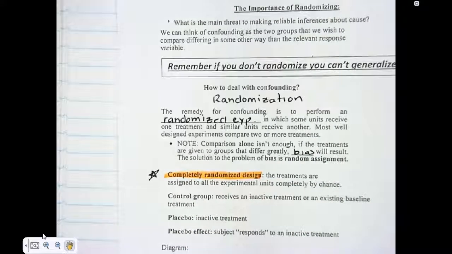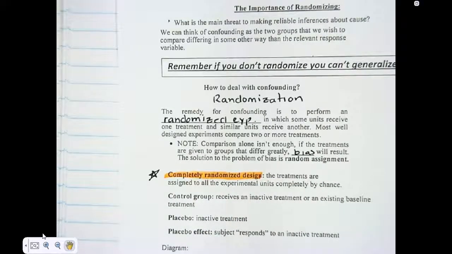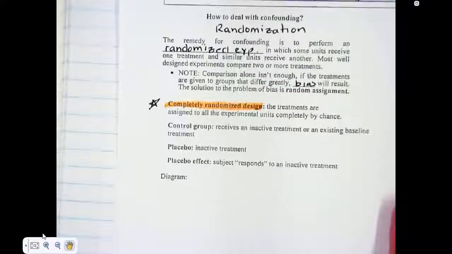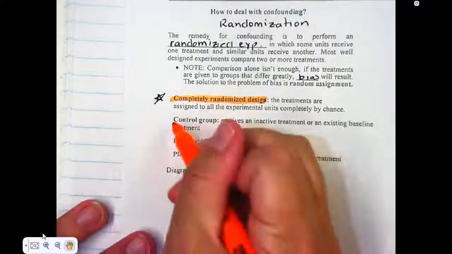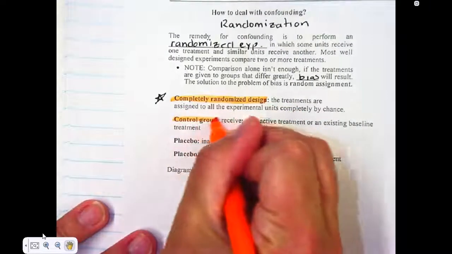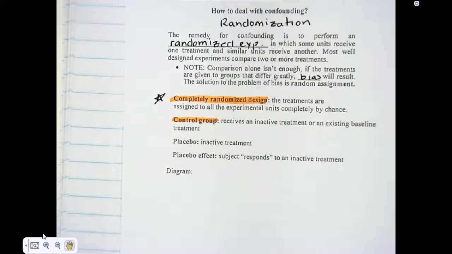In the completely randomized design, the treatments are assigned to all experimental units completely by chance. So you flip a coin to assign a treatment, roll a die, or have them draw out of a hat. There are lots of different ways. Also, a lot of the time in an experiment, there's what's called a control group. The control group either receives an inactive treatment or an existing baseline treatment. So possibly just the status quo could also be your control group. So, in a completely randomized design, the treatments are randomly assigned, and you have your control group.